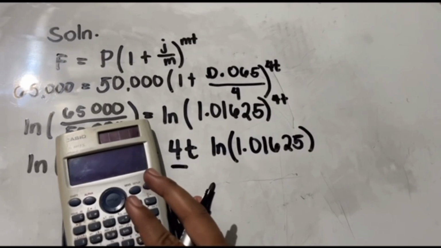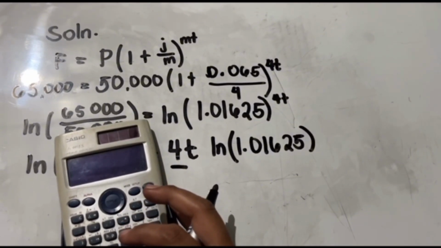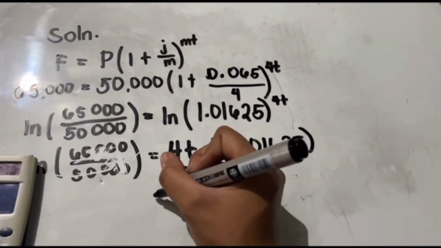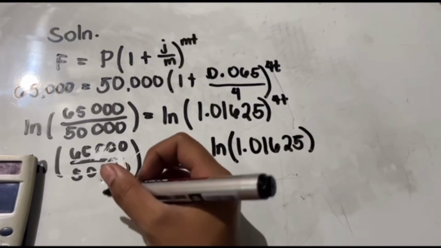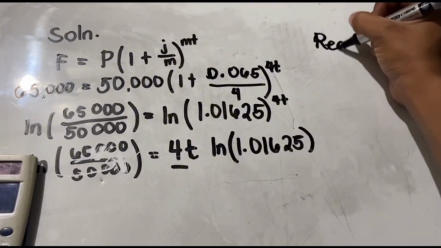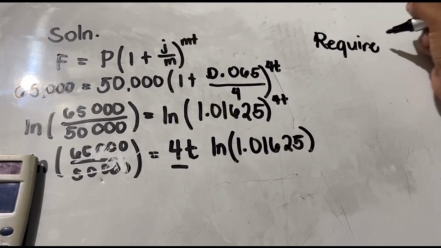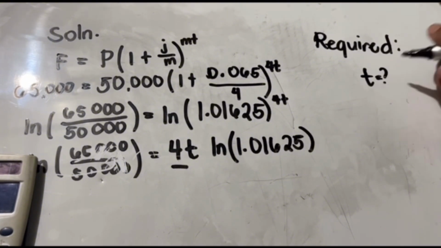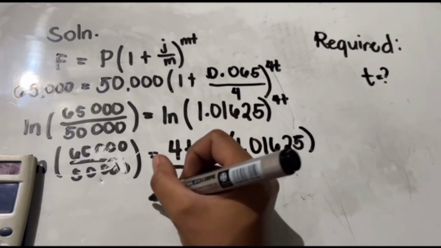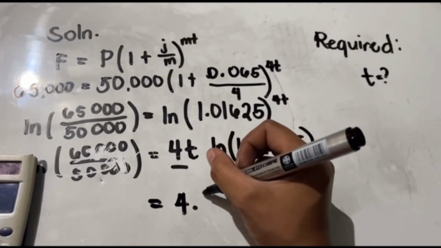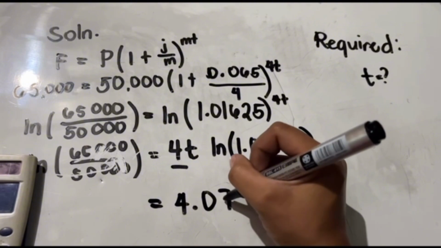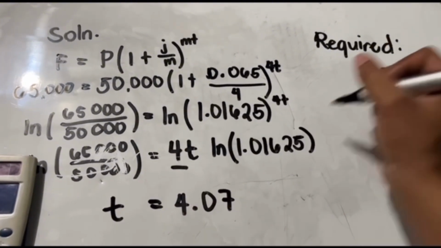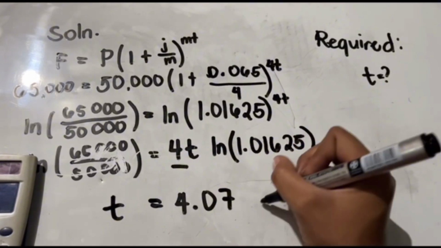So the answer is 4.069080726. So now we get our t, the required. The required is t, so the answer to this is 4.07. So this is our time. The time is 4.07 years.